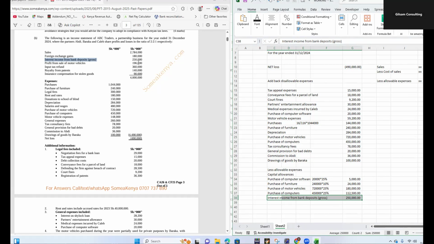Profit from sales of motor vehicle, yes, that is for business. Input tax refund. Tax refund is not income, yes, but they have already added it, so we will subtract here. That is 360,000.